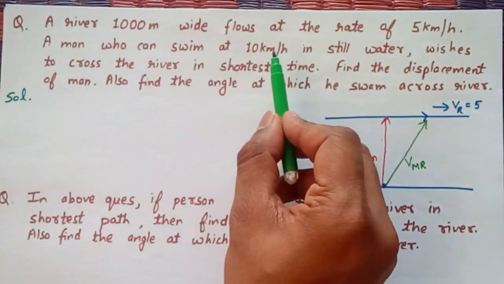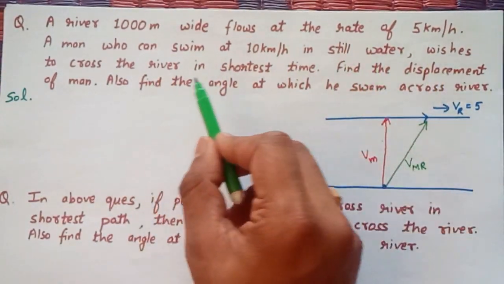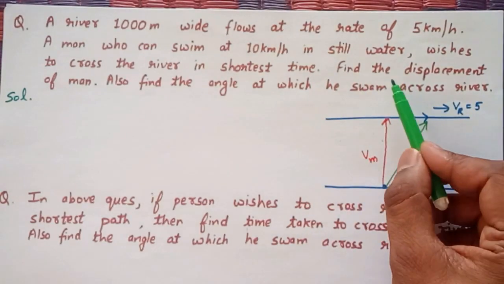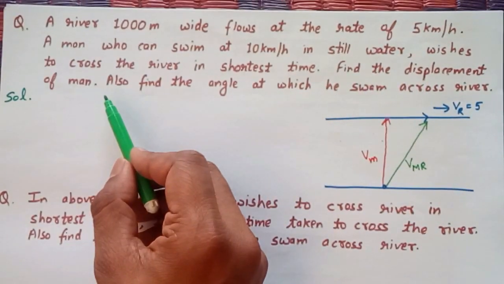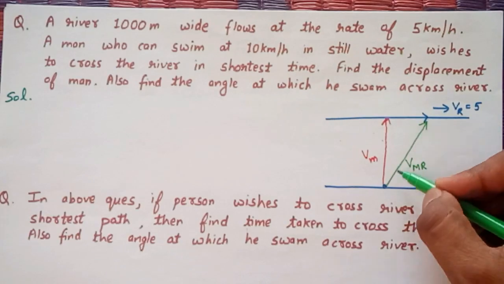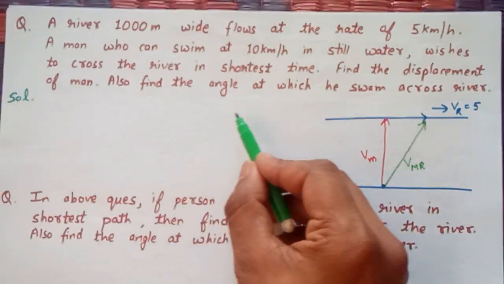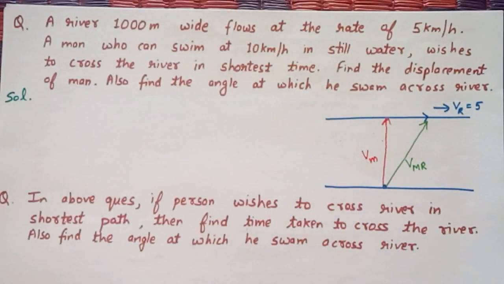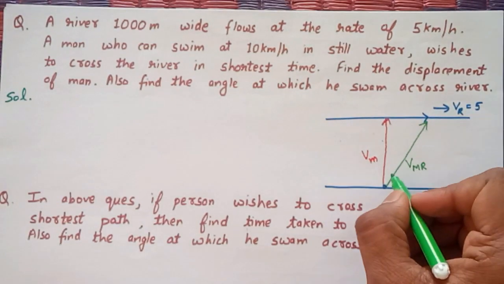A man who can swim at 10 km/h in still water wishes to cross the river in the shortest time. Find the displacement of the man. So we have to find this value. Also find the angle at which he swam across the river. We also have to find this angle.